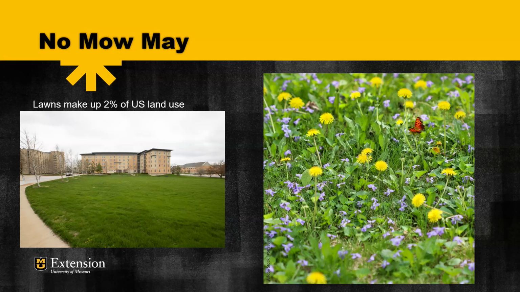Lawns make up about 2% of US land use. That ends up being about 40 million acres of land in the US. And that makes lawns the largest irrigated crop, if you can think of it as a crop, in the US. So converting all that land, even for a month in May, would provide a lot more pollen and nectar resources for bees when they really need it.